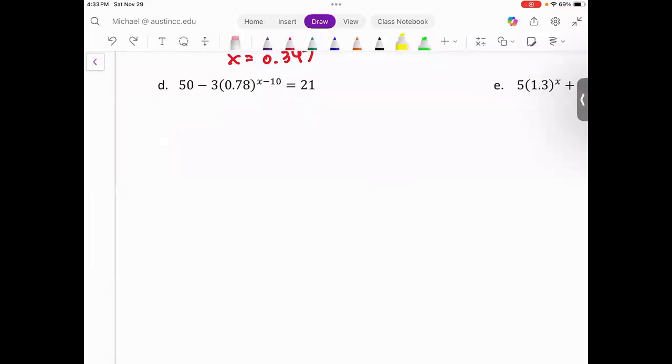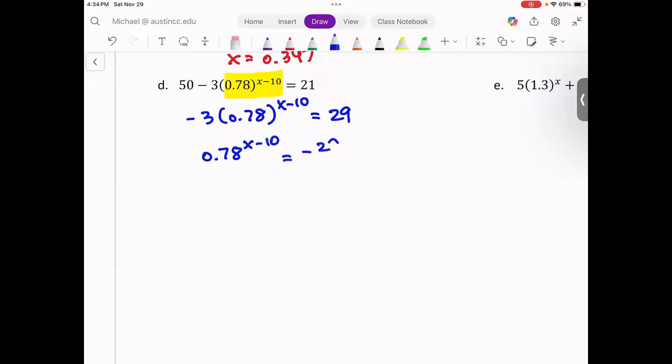Okay. So now we have 50 minus 3 times 0.78 to the x minus 10 equals 21. So again, we want to get this exponential part right here all by itself. So the first thing we would do is subtract 50 from either side. So we will get minus 3 times 0.78 to the x minus 10 equals negative 29. If we divide each side by negative 3, we have 0.78 to the x minus 10 equals 29 over 3.